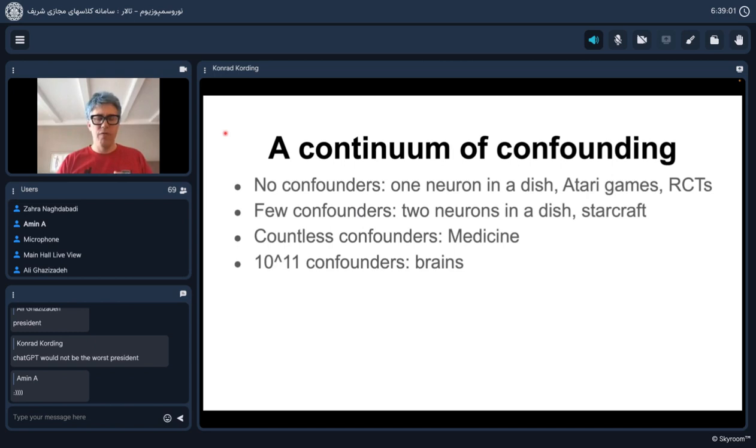Now, confounding with brains is particularly problematic because what we usually do in neuroscience is we record from maybe 1,000 neurons, or when we do fMRI signals, we get data from maybe 30,000 voxels or something like that. But the brain has 10 to the 11 neurons. So the activity of the brain lives in a 10 to the 11 dimensional space, which means that we have 10 to the 11 confounders. So getting to causality from brain data is very problematic.